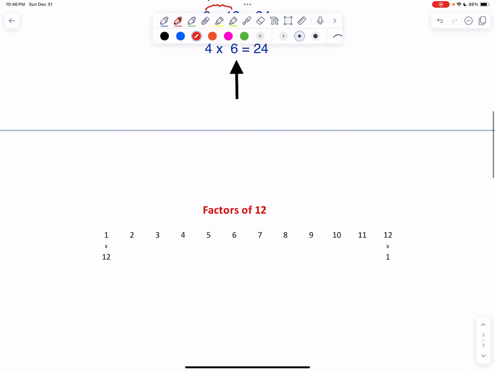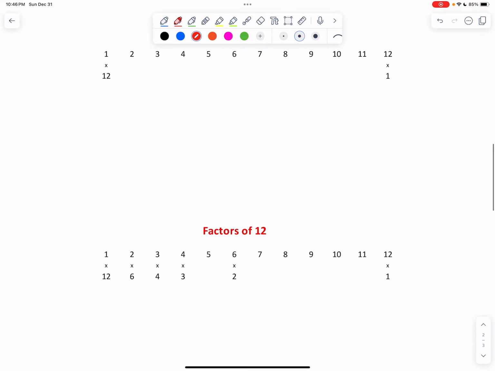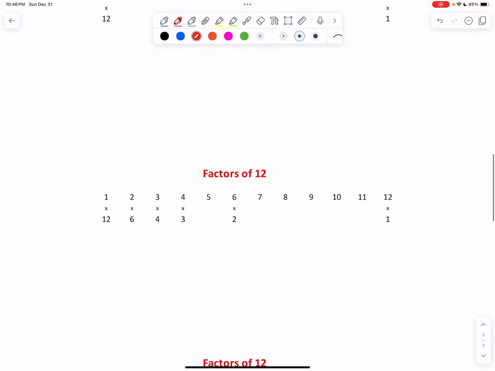So let's see factors of 12. So we have here 1 through 12. And as we'll see, there are a few numbers that can contribute to 12. 12 is divisible by a few numbers. So we have here factors of 12. We have 1 times 12, which we know, and 12 times 1, which doesn't count. We're not concerned with those. But you have 2 times 6, 3 times 4, and 4 times 3, and 6 times 2.